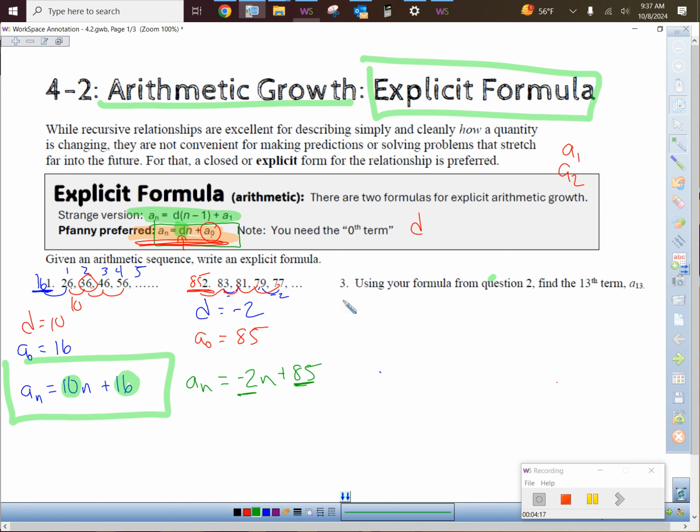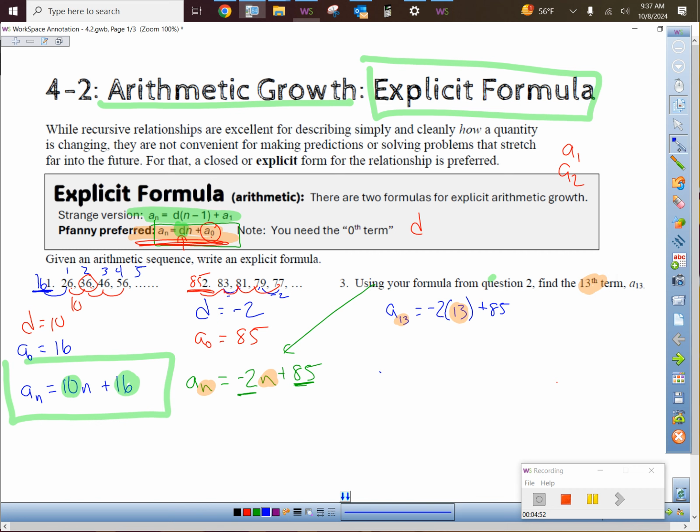And then here on number 3, they say use the formula from question 2 to find the 13th term. I'll write it out properly for you. The 13th term looks like this. I'm just going to put 13 in for n. Do you see where there was an n, in two little spots, I put 13 in its place. Why 13? Because that's what they asked me to find. They asked me to find the 13th term.